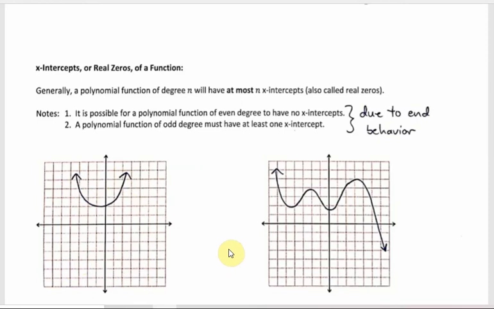But with a polynomial of odd degree, you've got to have at least 1. So this is a polynomial with, let's see, 1, 2, 3, 4 turning points. That's at least a degree 5 polynomial since it's got 4 turning points. But you have to have at least 1 intercept, because for odd degree functions, you've got one end going up and one end going down. So it's got to cross the x-axis somewhere. It might only happen once, like this, but you've got to get at least 1 x-intercept for a function of odd degree.